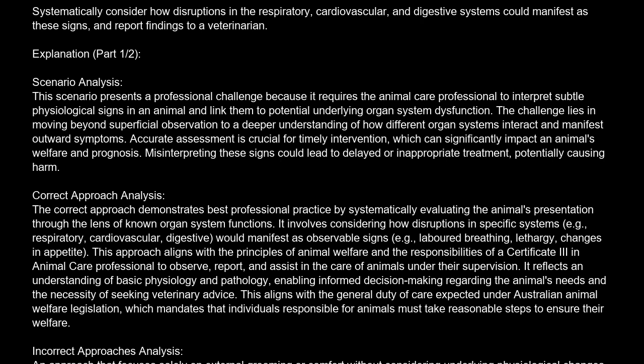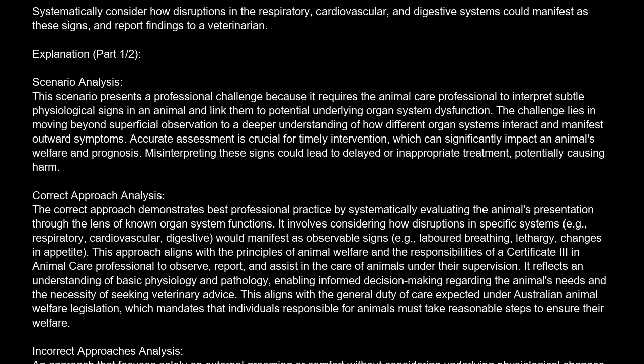This scenario presents a professional challenge because it requires the animal care professional to interpret subtle physiological signs in an animal and link them to potential underlying organ system dysfunction. The challenge lies in moving beyond superficial observation to a deeper understanding of how different organ systems interact and manifest outward symptoms. Accurate assessment is crucial for timely intervention, which can significantly impact an animal's welfare and prognosis. Misinterpreting these signs could lead to delayed or inappropriate treatment, potentially causing harm.